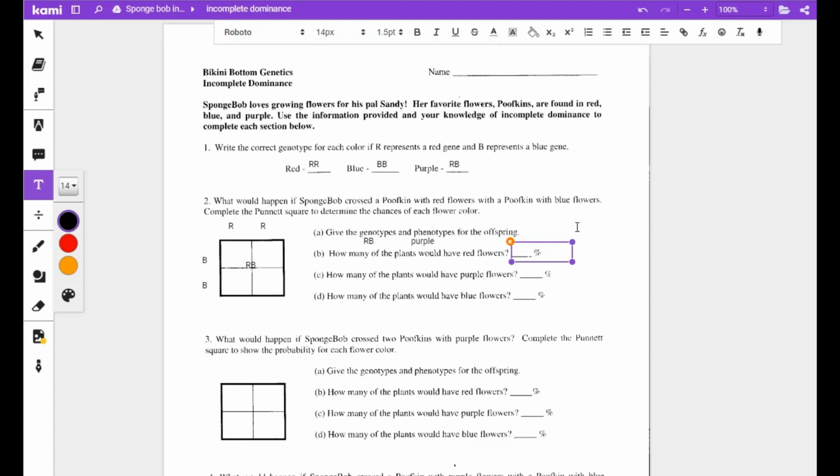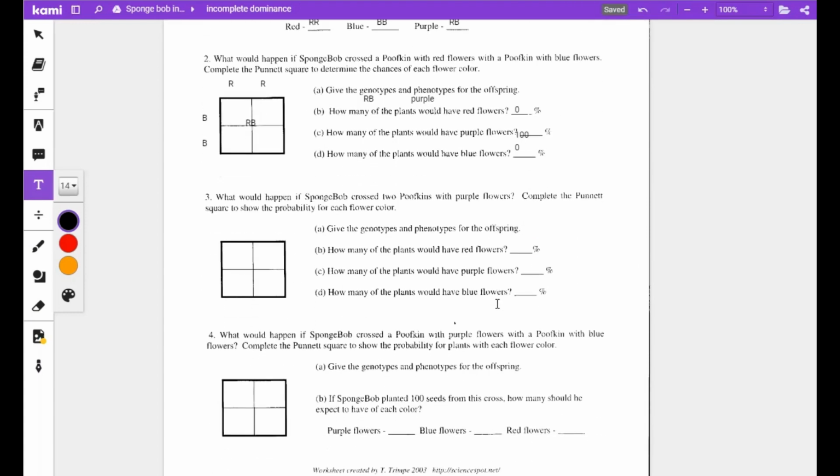So we have 0 red. Is that a 0 or a smiley face? It's a smiley face. And we have 100% purple, and we have 0% right here. Let's go back and put it there. Do they have to be exactly perfect? No, they don't. Let's move on to number 3.